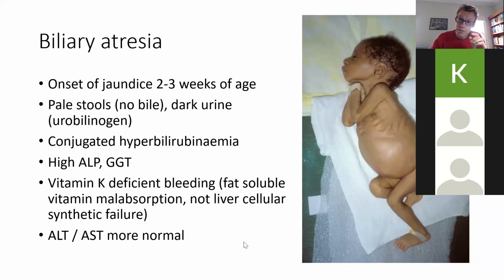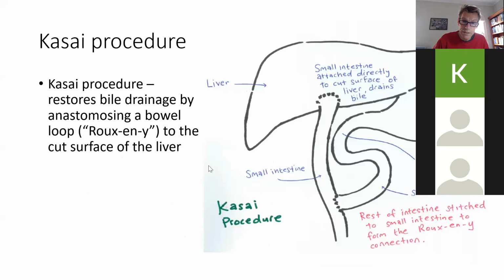But the main thing is deep jaundice in a baby of 2 to 3 weeks of age with very pale stools. That's biliary atresia until proven otherwise.